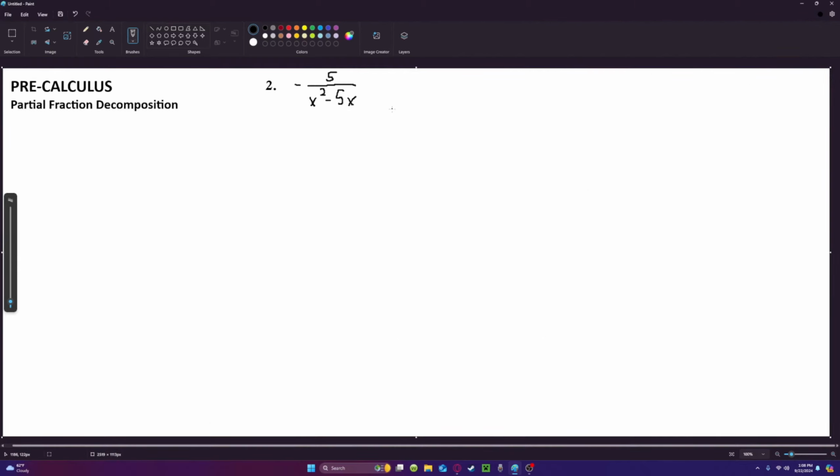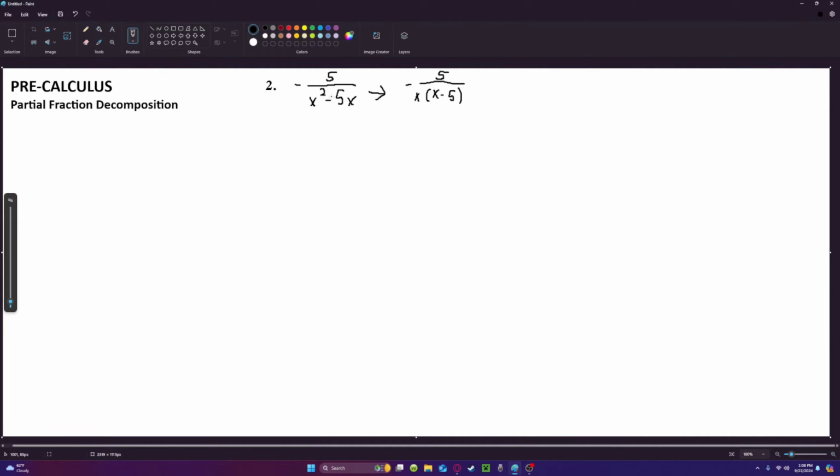Okay, now we have another example. We have negative 5 over x squared minus 5x. So as we know, our first step is to factor. So then we have negative 5, and then this would be x times x minus 5. That's the only way to factor it.